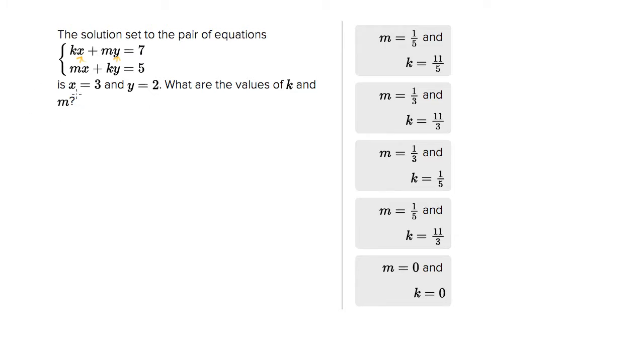So I'm going to just plug in these numbers for variables x and y. So you'll get, say x is 3, so we'll get 3k plus 2m equals 7. And on the second equation, we'll get 2k plus 3m equals 5. So you can think of this as, hey, we have a system of equations with two variables, k and m, solve.